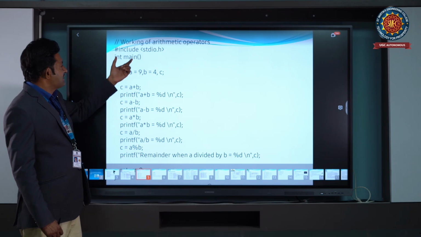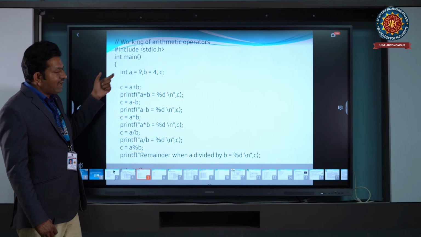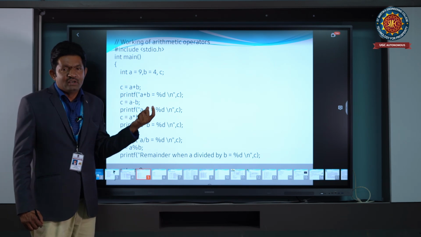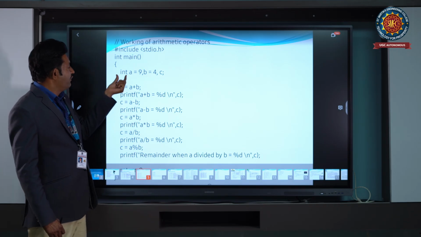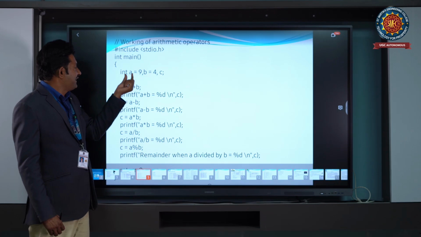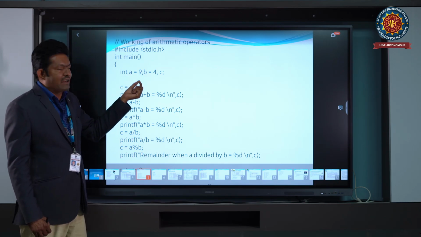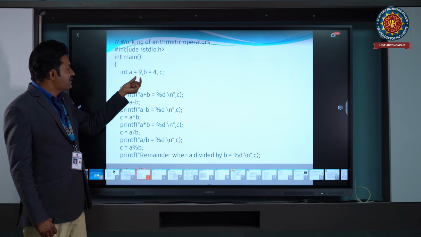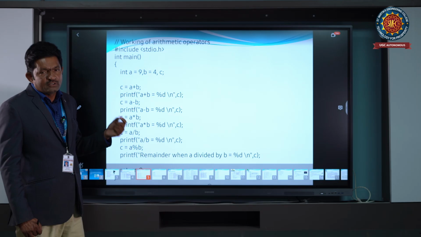Next is main. Every C program starts with main. Under main we have to declare the variables. A variable is a named memory location. Here two variables are available: int A is equal to 9 and B is equal to 4. Not only these fixed values, we can use different values based on our program requirement. The third variable is C, which we use for the calculation.